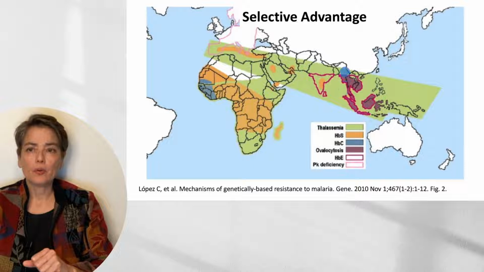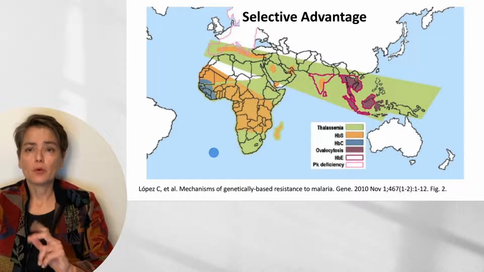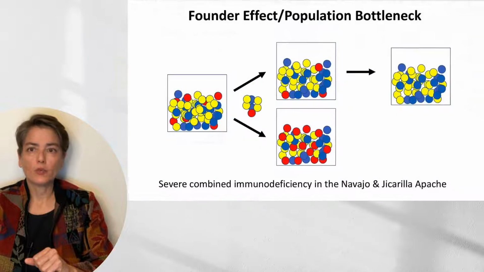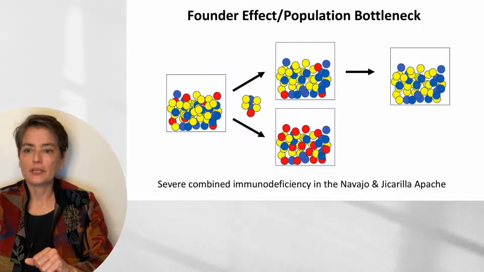And the other point to make is that the other reason why we can see these diseases everywhere is because of population admixture. So I'm going to talk a little bit about that in a moment. But first, let's go to our next item, which was founder effect and population bottleneck. So here you can see this is a population, a happy, healthy population. Each of these colors represents an allele. So we have yellow, red, and blue alleles. Most of the people here have yellow or blue alleles. We have a few red scattered here.